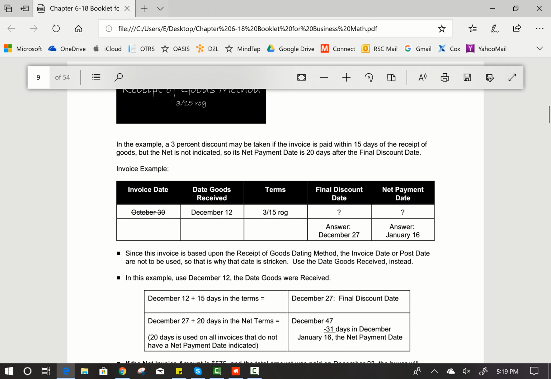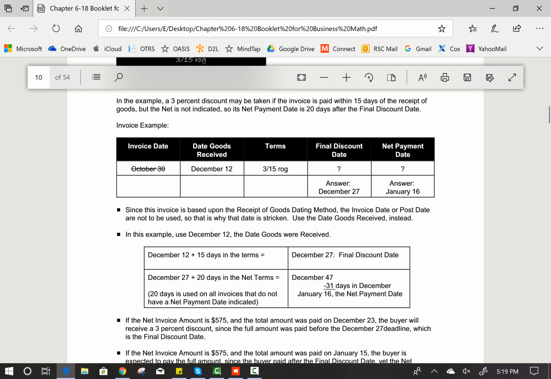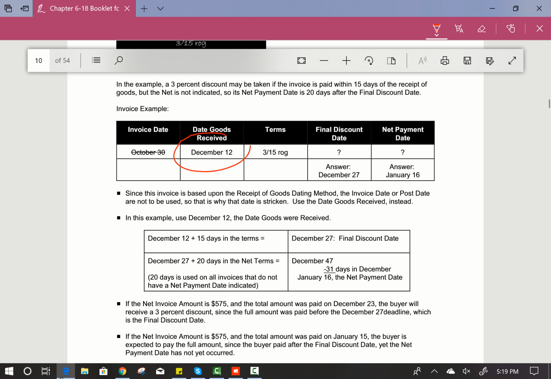And then our last method is the receipt of goods method, and this is the first time that we actually pay attention to the date that the goods are received. December 12th. We don't pay any attention to the invoice date, only the date that the goods are received. Our terms are identified with 3% discount if taken within 15 days of the receipt of goods. So December 12th plus 15 days in the terms equals December the 27th, the final discount date.